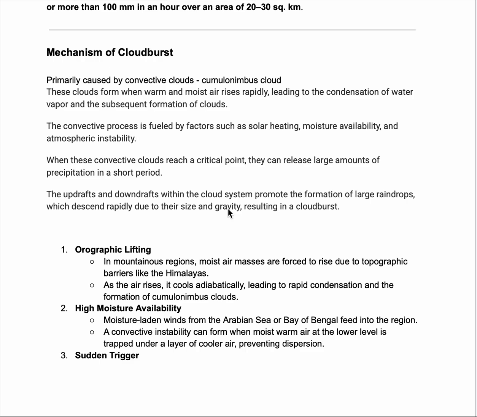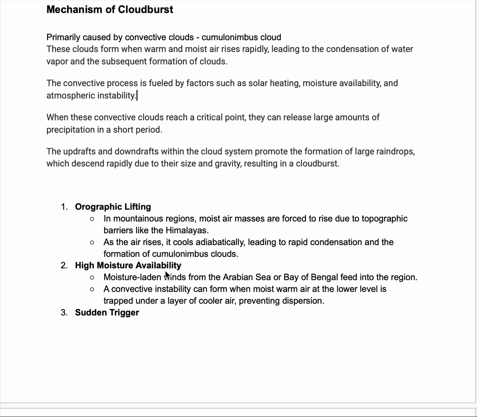When these convective clouds reach a critical point, they can release a large amount of precipitation in a short period of time. If there is increased evaporation and increased moisture availability, the clouds get very heavy up in the atmosphere and there can be a sudden downpour in a very short period of time. That sudden downpour is a cloudburst. The updraft and downdraft within the cloud system promote the formation of large raindrops, which descend rapidly due to their size and gravity, resulting in a cloudburst.